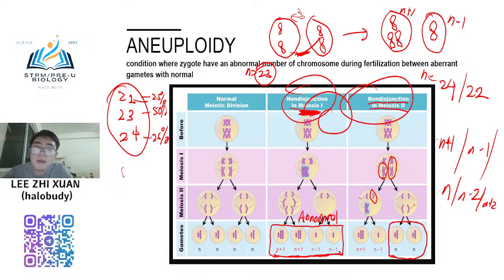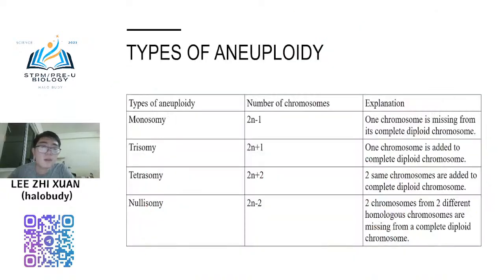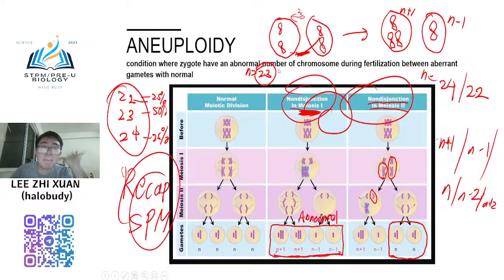So this one, please, if you already forget what meiosis is, please recap the SPM syllabus. Tolong. Memang lah. Karena saya sini tak belajar SPM lagi lah. You should already score SPM very well already. Okay, so this is just how the aneuploidy happens. Ini adalah aneuploidy happen punya proses.